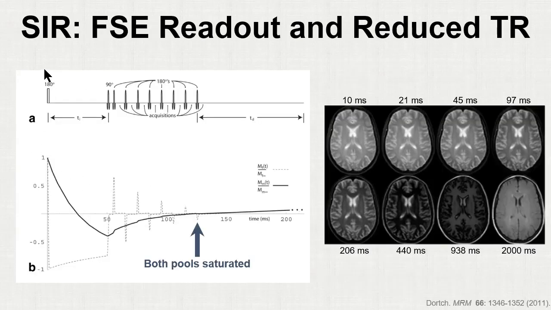Typically this is done with an inversion pulse, we wait a particular inversion time, and then we provide some sort of fast spin echo readout. We can do a number of other types of readouts, which I'll show you shortly. You can see here the images on the right, the brain at 10 milliseconds all the way through a 2000 millisecond inversion delay. This looks like a FLAIR, this looks like a spin density, and we have some contrast, maybe an MP-RAGE in the middle there.